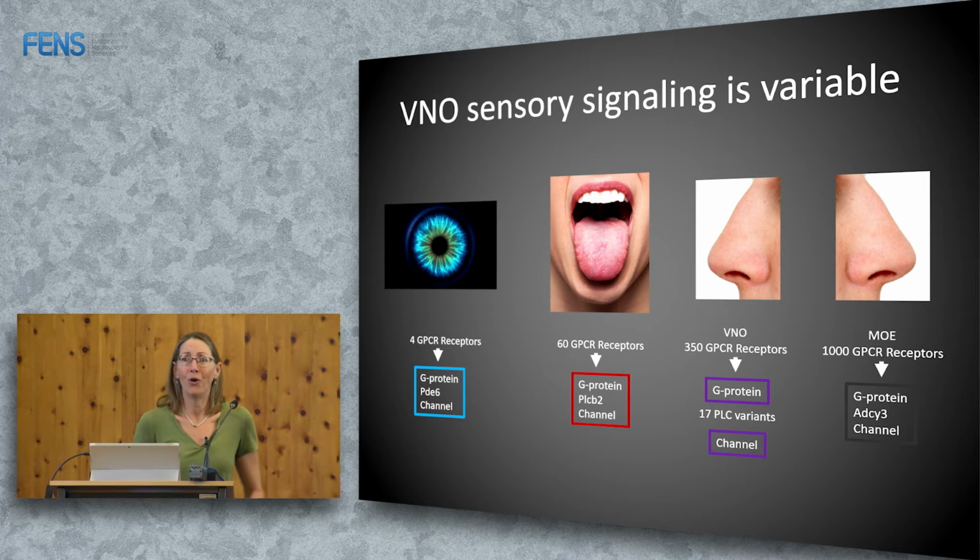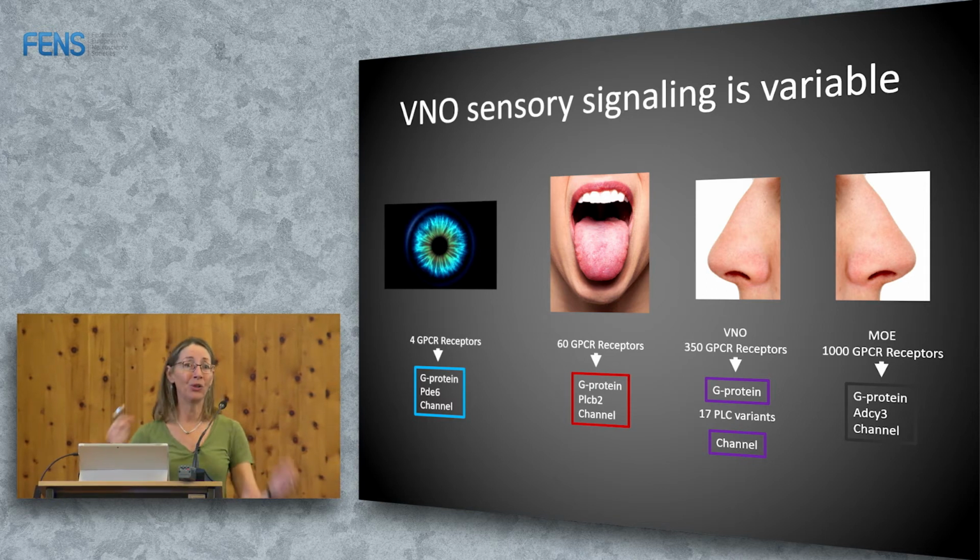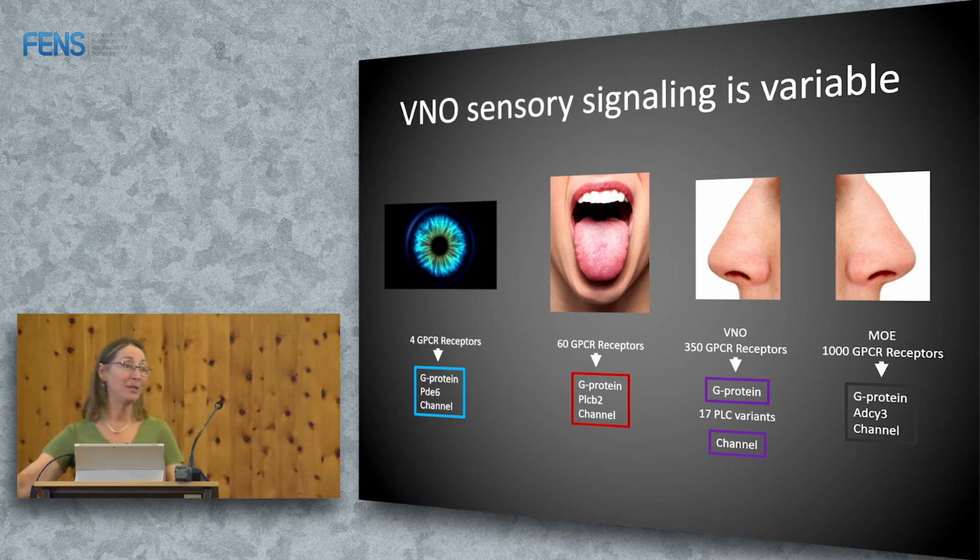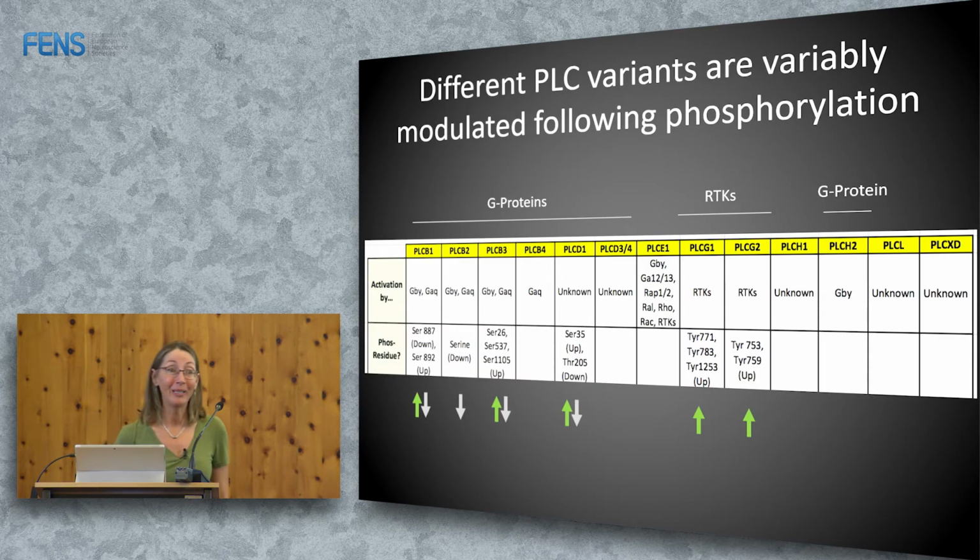Okay, so why this whole family of signaling molecules? What does it matter whether you have B2 or E2 or L1? And it turns out that the PLCs are really divergent from each other. So these are separate genes. These aren't like a single gene variant or splicing variants.